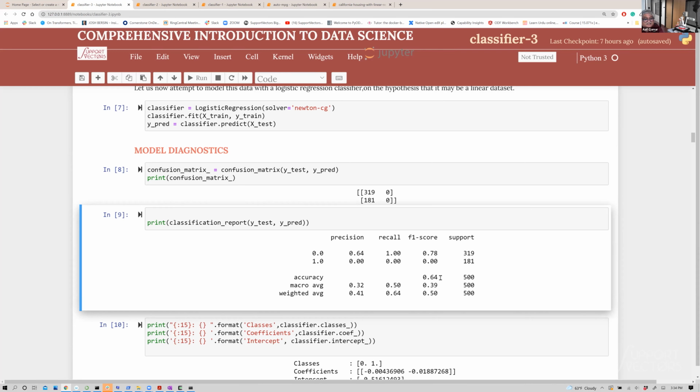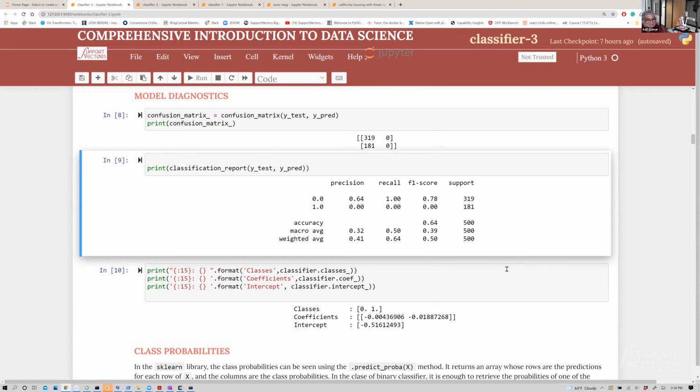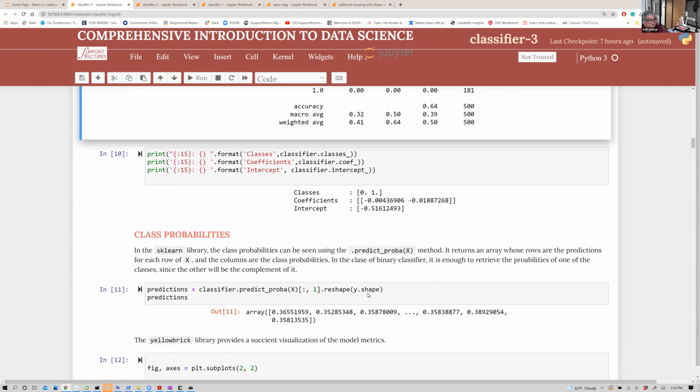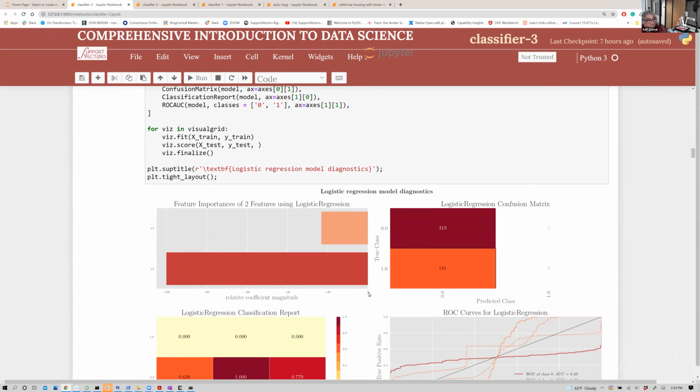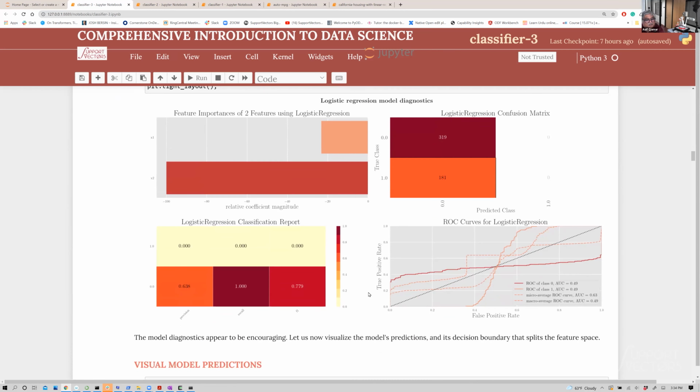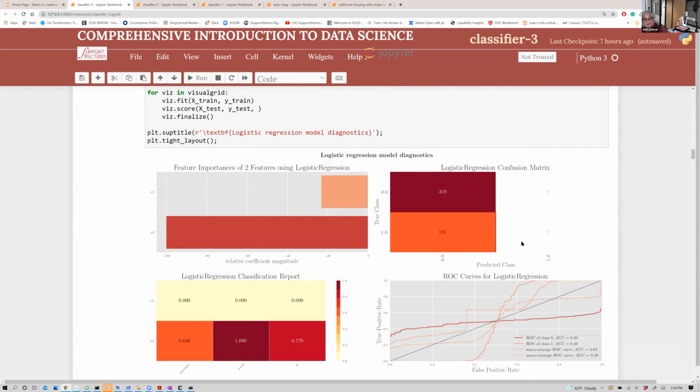Why is the accuracy 64%? Because it turns out that 64% of the data belongs to one class and the remaining 36% belongs to the other class, right? So this classifier, whatever it is, when you draw it out, you get this impression. Look at this. Do you notice that the confusion matrix is interesting? One entire column is missing, right? Because nothing is being predicted here. Everything is being predicted as 0.